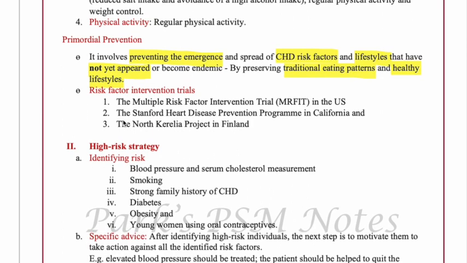Okay, next, several well-planned risk factor intervention trials had been conducted in different countries, demonstrated that this primary prevention can achieve substantial reduction in the incidence of CHD, and they are the multiple risk factor intervention trials conducted in the US, the Stanford Heart Disease Prevention Program conducted in California, and the North Karelia project of Finland.